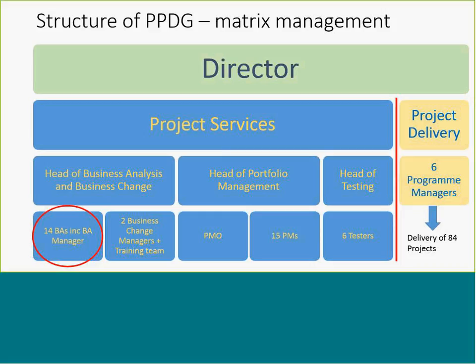So we run matrix management, and this I think works quite well, so I thought this was worth sharing. Our director has split the group into a project delivery side, which is on the right-hand side there, and project services. Now, all the management takes place in the project services area. So you have the Head of Business Analysis with 40 BAs, including a BA manager. I also manage 2 business change managers and training teams.